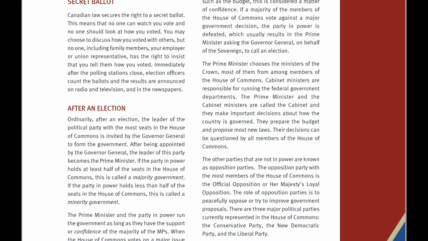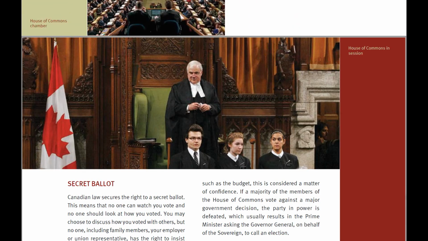The opposition party with the most members of the House of Commons is the official opposition, or Her Majesty's loyal opposition. The role of opposition parties is to peacefully oppose or try to improve government proposals. There are three major political parties currently represented in the House of Commons: the Conservative Party, Liberal Party, and New Democratic Party. Caption: Image of the House of Commons in session.